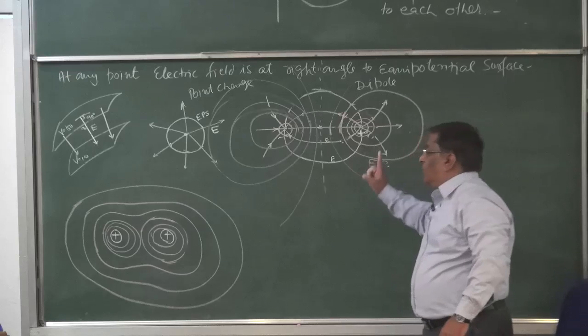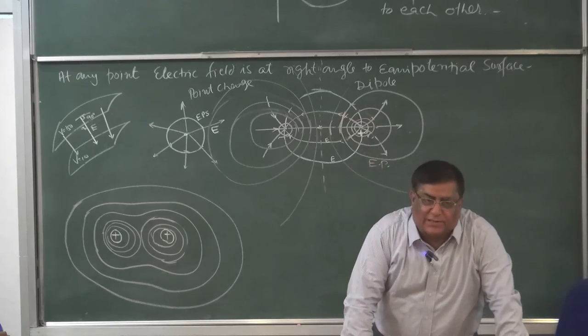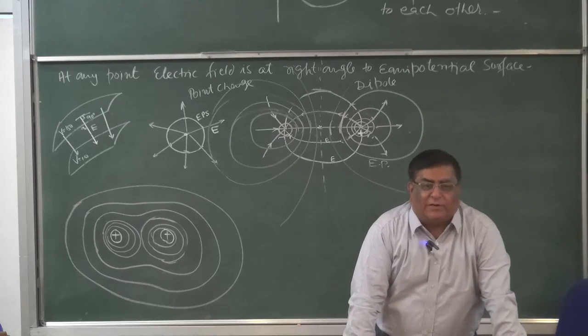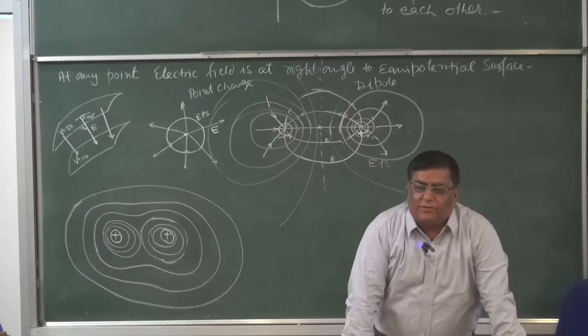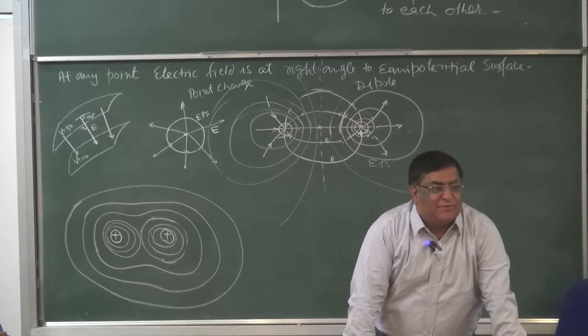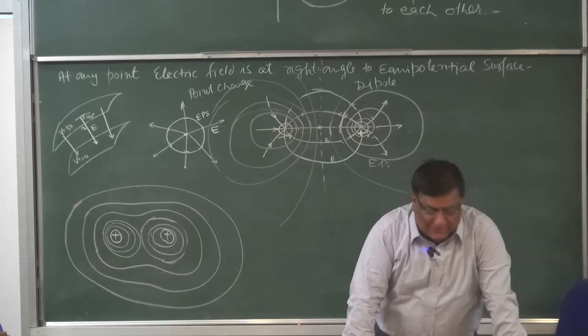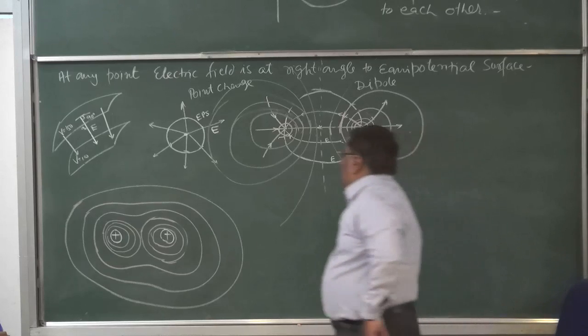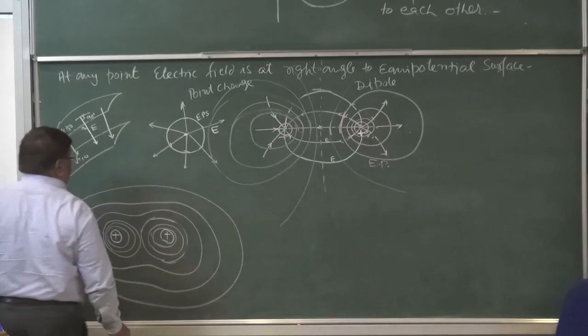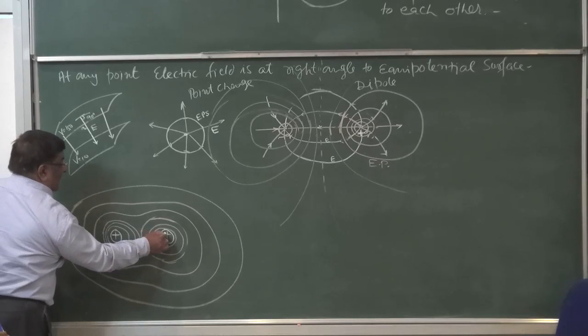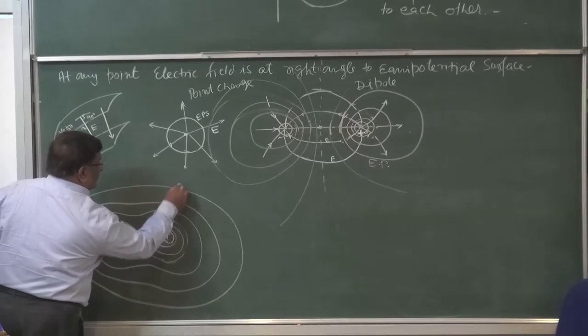You must remember all this. Sometimes it is asked in the examination, make out the equipotential surface for such things. And remember the principle. What is the principle? Make electric field lines. Here, what are the electric field lines? The electric field lines are like this.